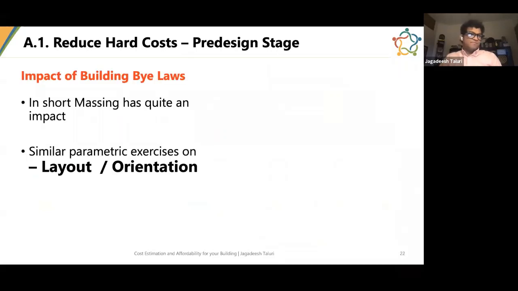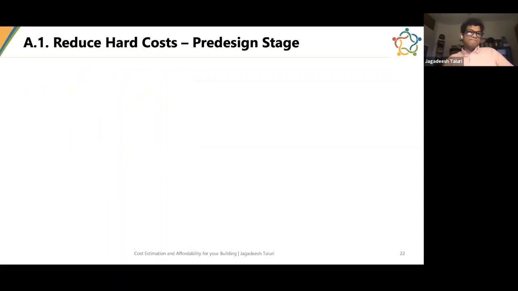In the same way, like the way we have done for massing, once you have identified the appropriate height of the building that you think will suit that climate, your site, and your requirements, you can also run similar parametric exercises on your layout options and orientation options, and further fine tune which direction you want to go. It will give you a good base to start your preliminary design.